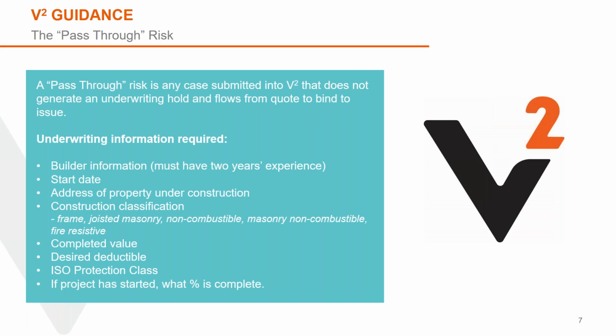We need a start date. If you're going to write a policy, we need to have an effective date, so tell us when you want this to start. We need the address of the property under construction. Kind of important, right? We have to know what property we're on. We do get asked, maybe it's a new subdivision and there's not an exact address. We'll get as exact as you can. Sometimes it's lot 4 of this subdivision, and if that's as good as you can get, as long as we can identify that piece of property, we're okay with that.